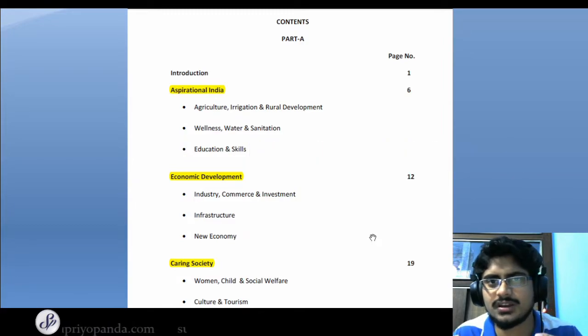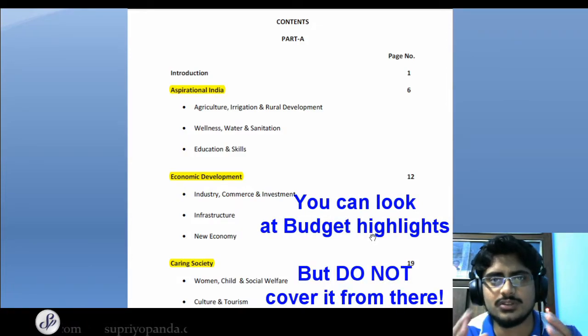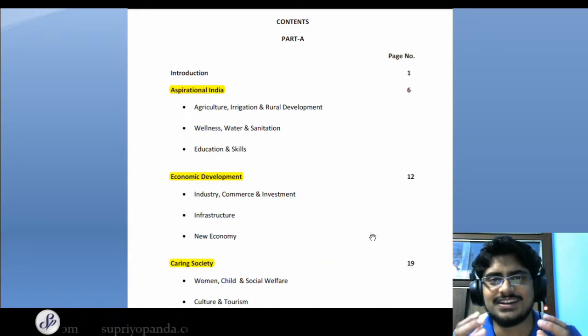Now you can go ahead and take a look at the budget highlights, but I would not recommend it because it has a very condensed amount of information, and that will not do. You have to go and read the entire thing. But as you will see, the entire thing is about 72 pages long. So it will be very difficult for you to cover it in one sitting. What I will be doing is I will be putting out videos which will explain to you the important sections that you have to cover and the important things that you have to remember.